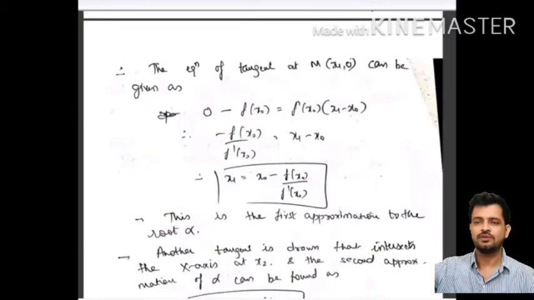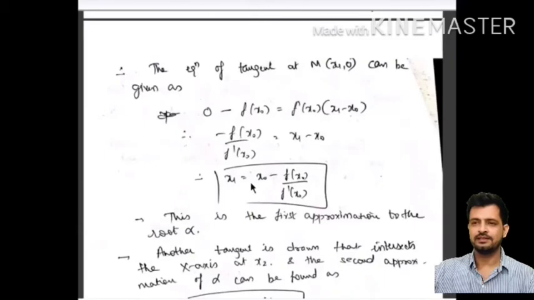Now, taking f of x0 and dividing by f dash of x0, that gives me x1 minus x0. So if I want to find the first approximation x1, it can be given as x1 equals x0 minus f of x0 upon f dash of x0. So this is the first approximation to the root alpha.